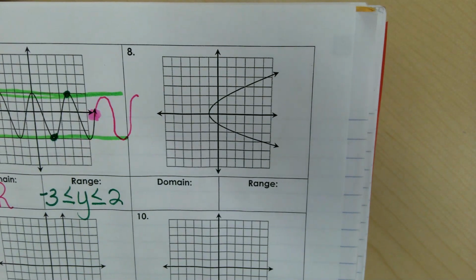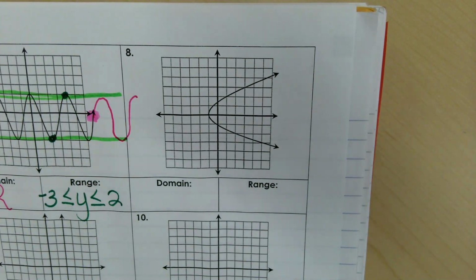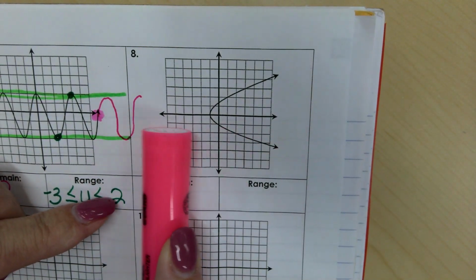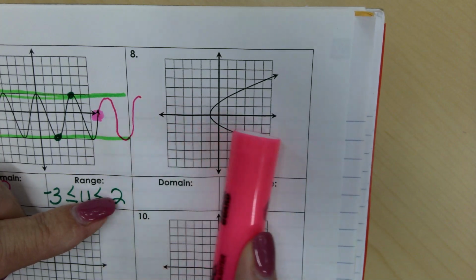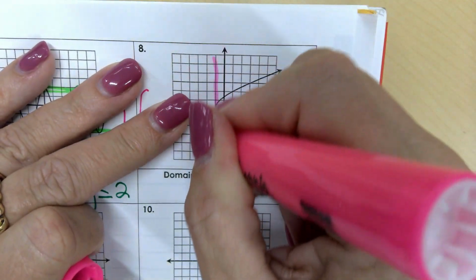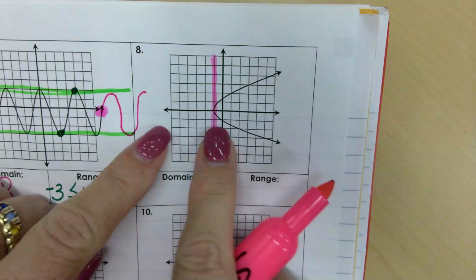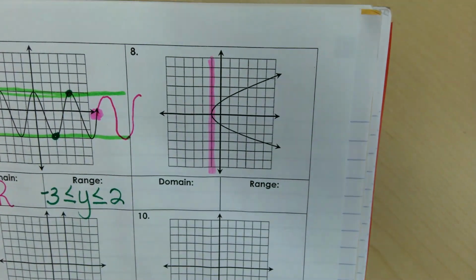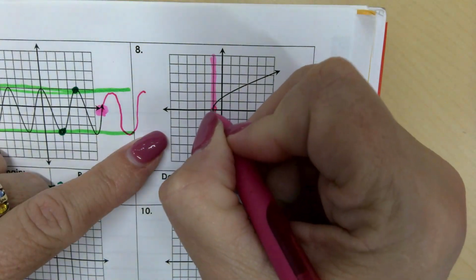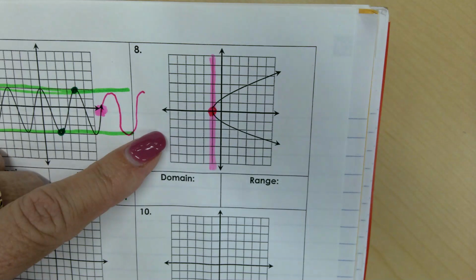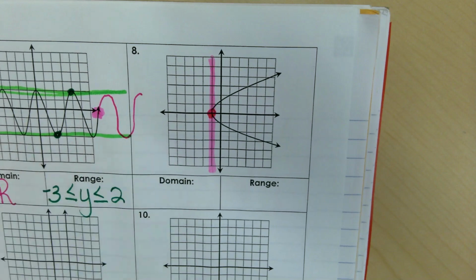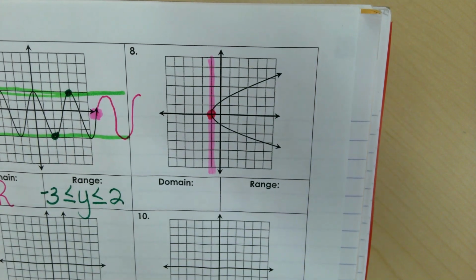All right, so looking to the left and the right. Is there a fence or a boundary? Yes. It means where is the graph stopping or starting, and it doesn't go past that line right there. Okay, so there's my boundary. Look, right there. Boom. Okay, is this an in-between? No, there's only one fence.